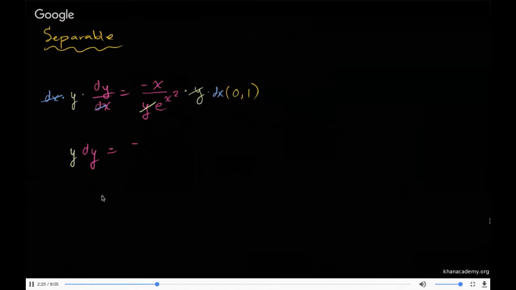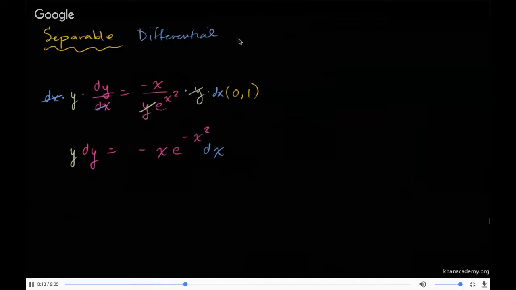Actually, let me write it this way. Let me write it as negative x e to the negative x squared dx. Now, why is this interesting? Because we can integrate both sides. And now this also highlights why we call this separable. You won't be able to do this with every differential equation. You won't be able to algebraically separate the y's and dy's on one side and the x's and dx's on the other side. But this one we were able to. And so that's why this is called a separable differential equation.